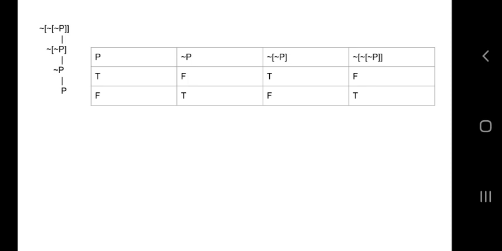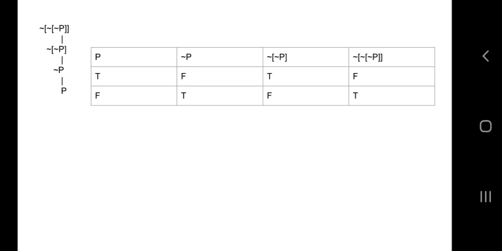So now for the third example. The third example was not bracket, not P, or not Q. Now, what's interesting is that I want you to think about this. So when the next slide comes, think about the truth table for P and Q and see how it relates to the truth table on this next page.